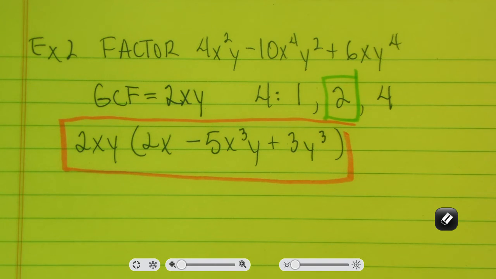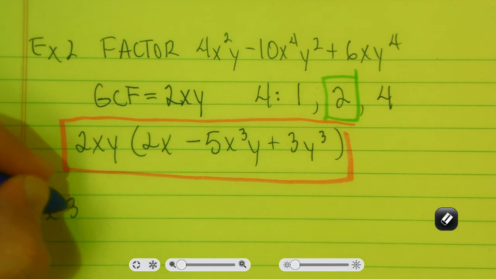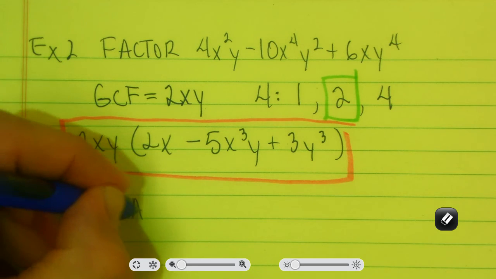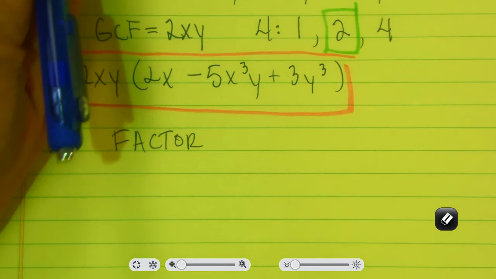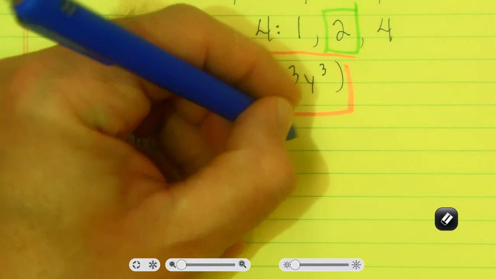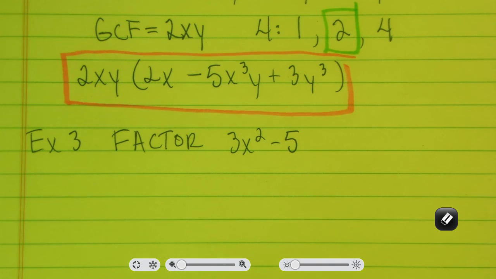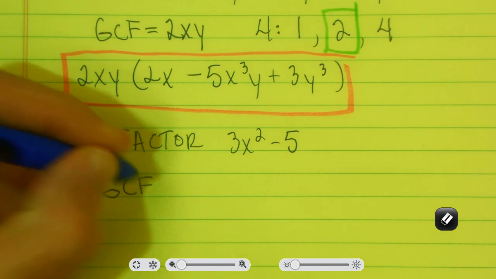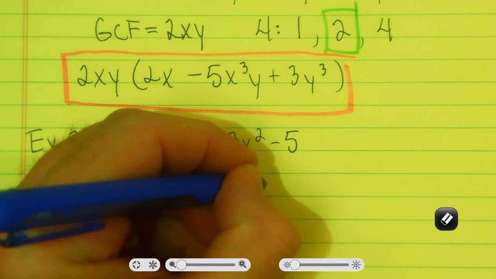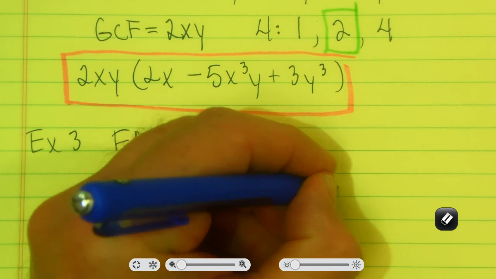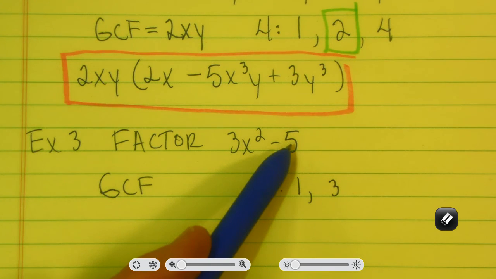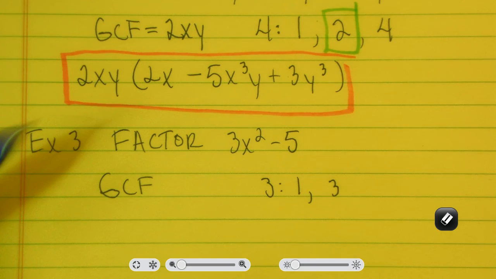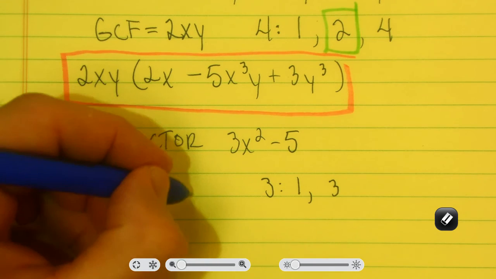Let me throw one at you that you might think is easy. Looking at it right offhand, I want you to factor 3x squared minus 5. All right, so the first thing to find out is the GCF. The smallest number here is 3. Factors of 3 are 1 and 3. Will 5 divide by 1? Yes. Will 5 divide by 3? No. So it appears that my GCF is 1.